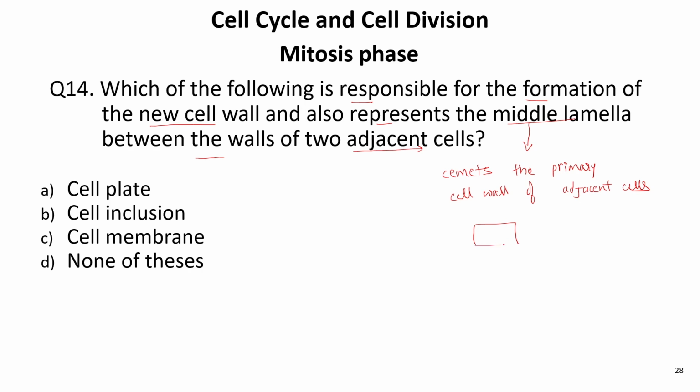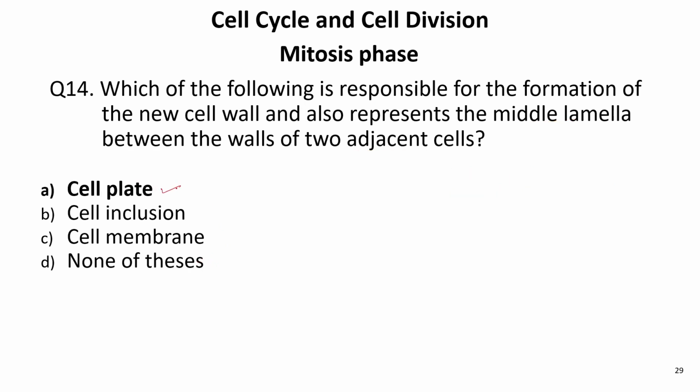If these are the two adjacent cells, these two are the primary cell wall. So the middle lamella is present here in this region. It cements the primary walls of the adjacent cells. This denotes the middle lamella. Alright, so we know in a plant cell there is cell plate formation. Cell inclusion is not correct, cell membrane is not correct, none of these is also. So the correct answer is cell plate.